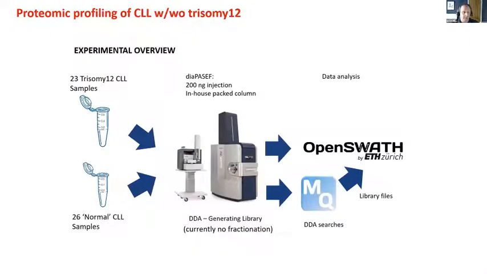And so what we did, essentially what I've described, was to analyze 200 nanograms of material from these 50 patients in DIA PASEF mode, also some of them in DDA PASEF mode to generate a library, not with fractionation in this case, so the library may be somewhat limiting here, but we may go back and look at that. We search the DDA data with MaxQuant, and we do the analysis with OpenSWATH, as I mentioned.